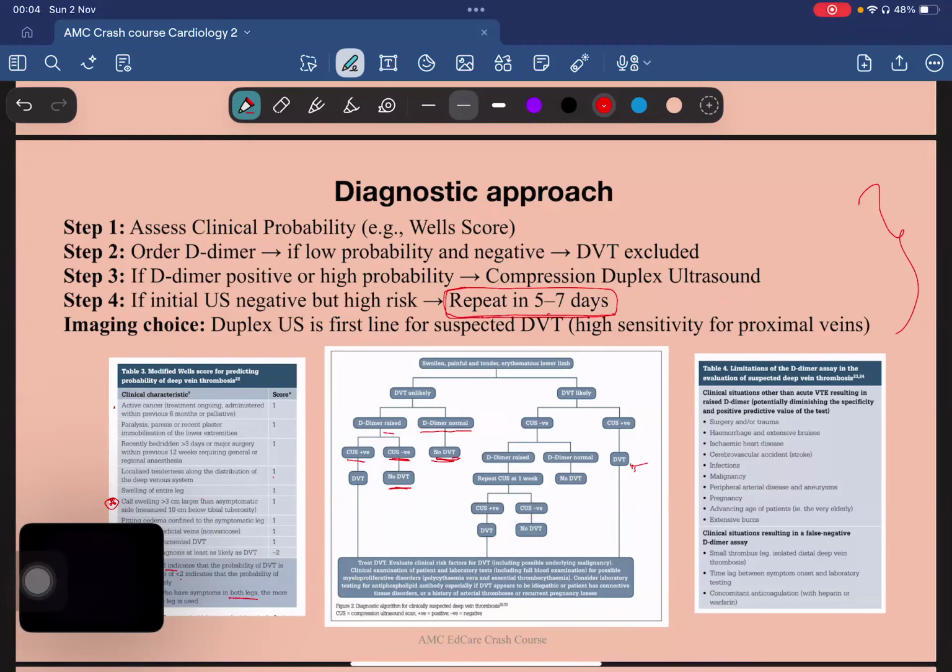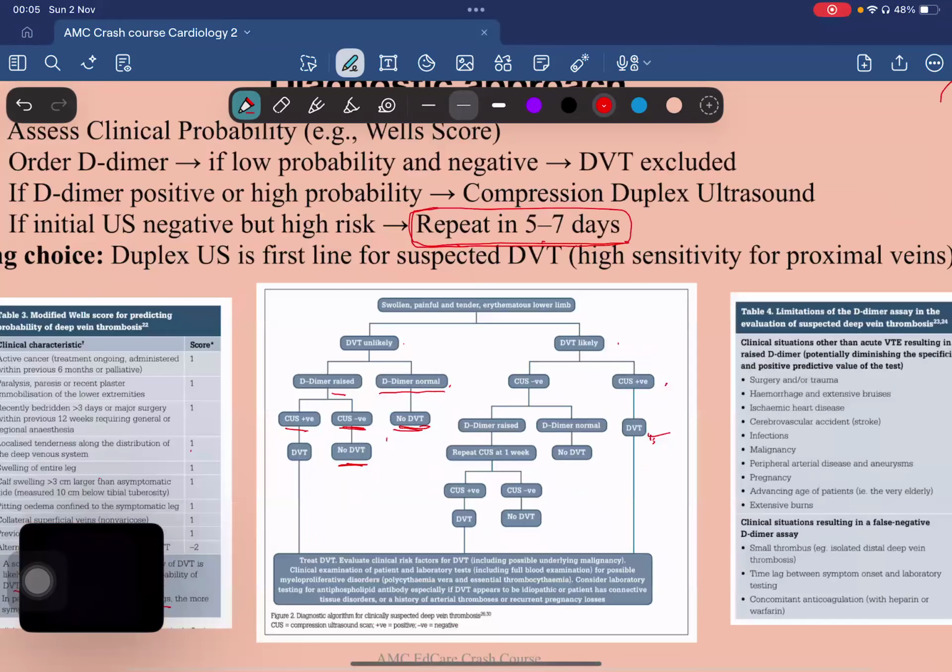So if you can see this, what the guideline says is, if DVT is likely, imaging first, D-dimer next. If DVT is unlikely, D-dimer first, imaging next. Just remember a simple sentence like that, and I'm sure you would be able to get the rest of it right. So yeah, the rest goes like that. If D-dimer is normal, there's no DVT. And if D-dimer is raised, we would repeat in 1 week. And again, it goes as such.